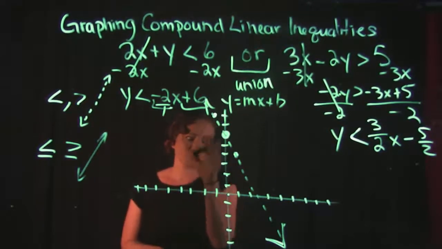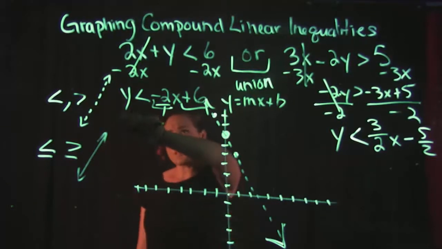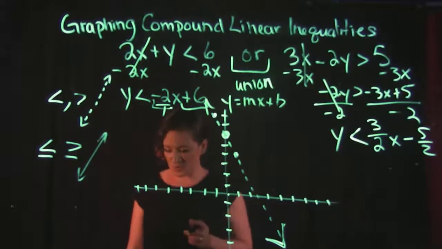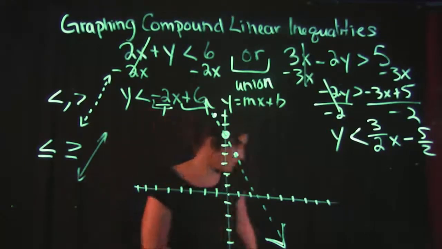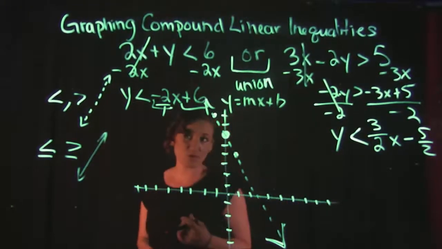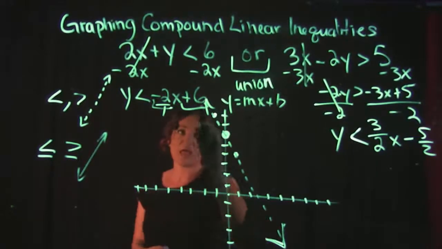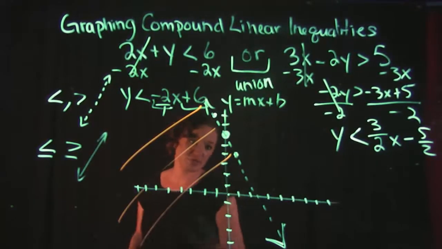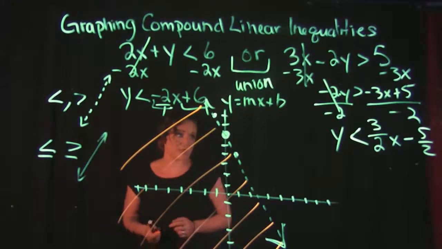Otherwise, this is what our graph is going to look like for that first line. We want everything where y is less than negative 2x plus 6. So when it comes to graphing this, and I'm going to use a different color here, the space that we're talking about, we want everything less than this line, which means everything below that line. That is this direction here. Okay? So that is the space for that.